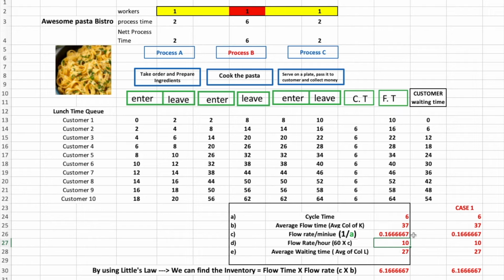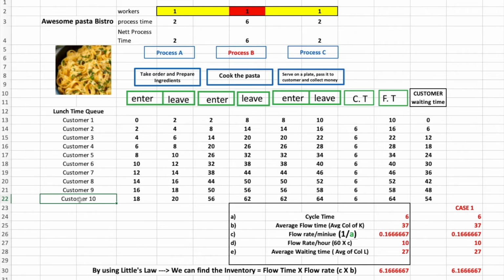Average waiting time. I take an average of this entire column of 10 customers, and that's the average waiting time customers have to wait. For a lunchtime, this is not really a very good situation. People only get half an hour to 45 minutes for lunch. If on average they have to wait 27 minutes, that's not really good. And if you look at customer 10, poor guy, he has to wait almost 54 minutes before his order is processed. And by the time he gets his order, it's 64 minutes. The flow time is too high.